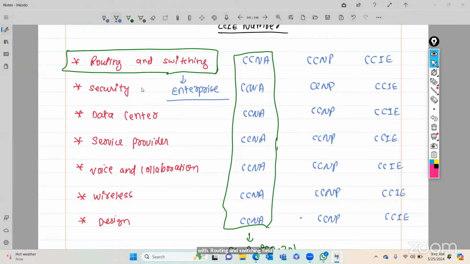I have heard something like ENCOR and ENARSI in CCNP. Is it related to this one? CCNP ENCOR, CCNP ENARSI. That's related to enterprise, right? Okay.